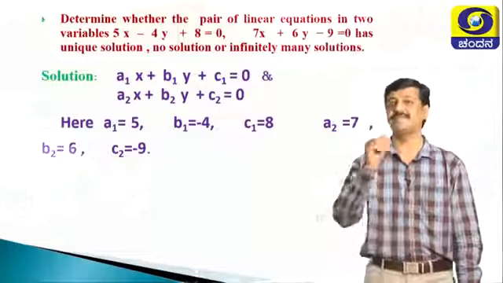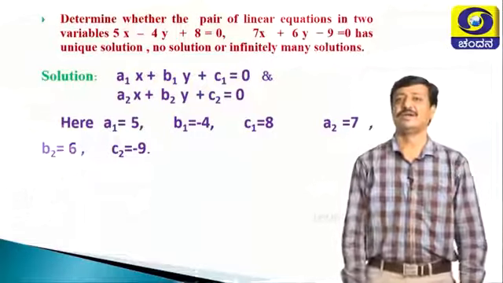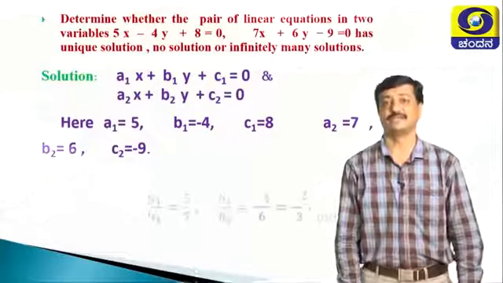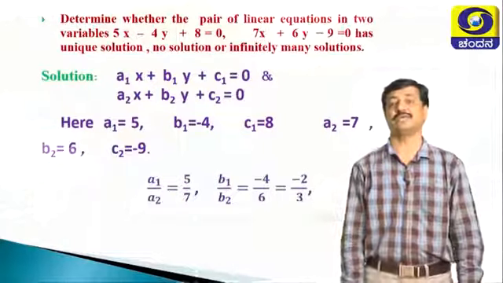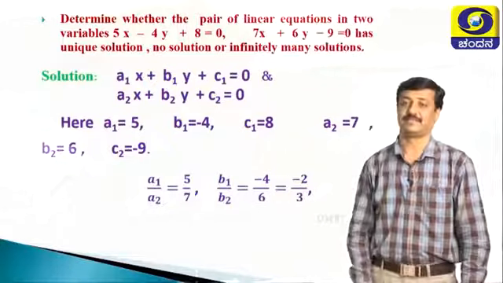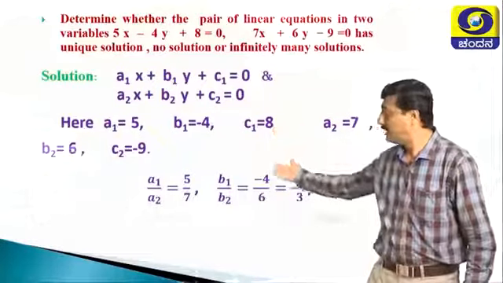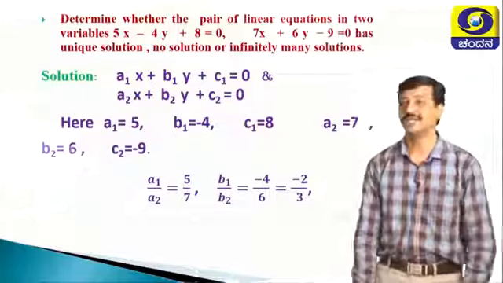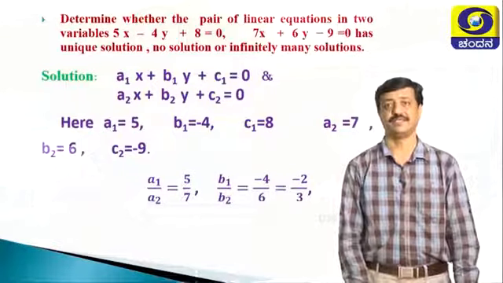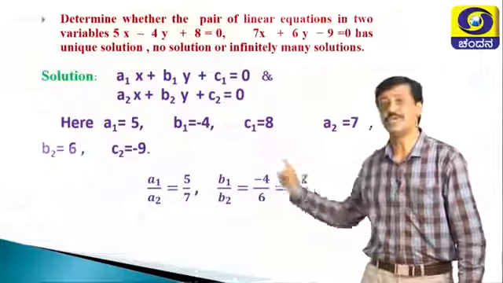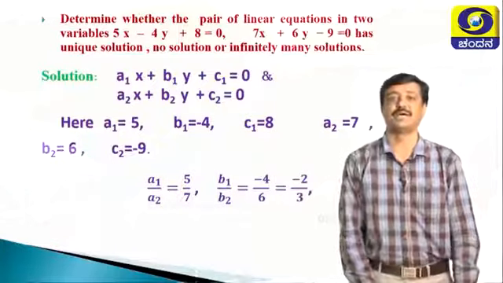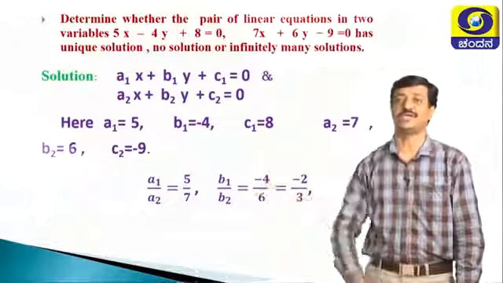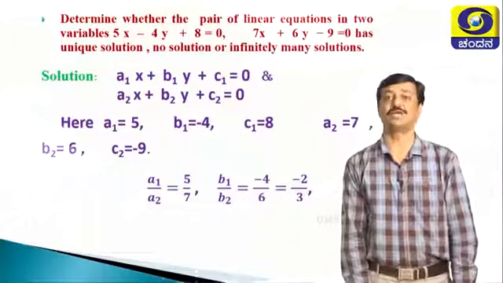After writing these 6 values, let us find out the ratio of a1 by a2 first. a1 by a2 gives 5 by 7. In the same way, b1 by b2 you can take minus 4 by 6. After cancellation, you will get minus 2 by 3. Just by comparing a1 by a2 with b1 by b2, you can come to a conclusion that these two ratios are unequal. They are not equal.